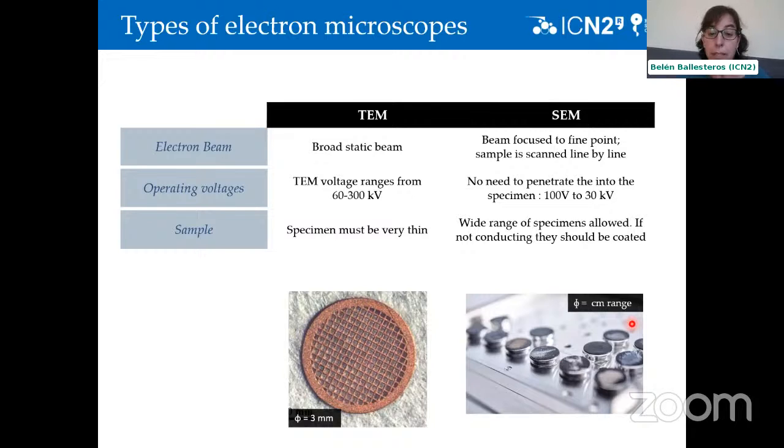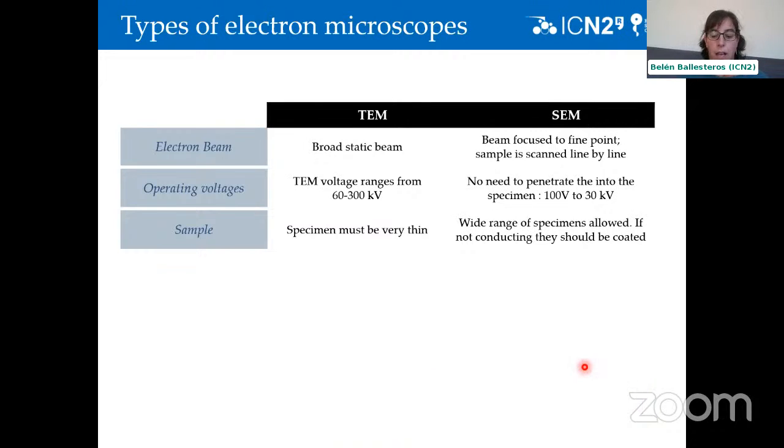Just one more comment. In SEM, if the samples are not conductive, then you need to coat them with some conducting film like platinum, for instance, or carbon. What else?